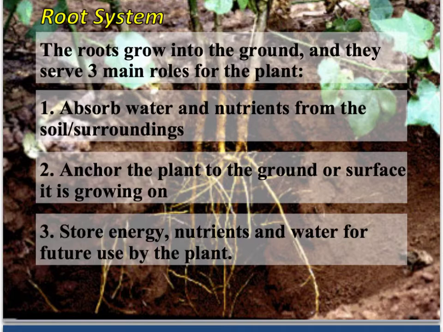What are the 3 main functions of the root system? They are right here on this slide. 1, absorb water and nutrients from the soil and surroundings, 2, anchor the plant to the ground or surface it's growing on, and 3, store energy and nutrients, water for future use by the plant. If this PowerPoint is going too fast for you, you can always pause it and catch up, okay? Or you can rewind even. This is the joy of having this.